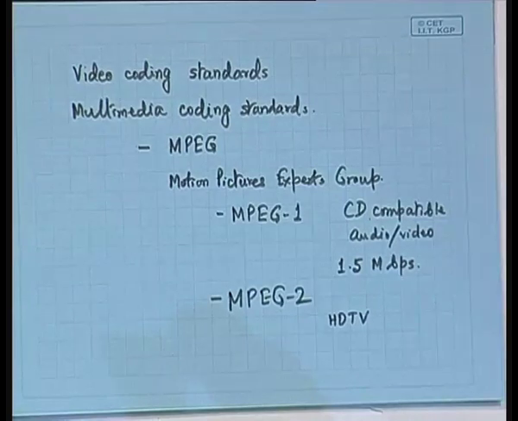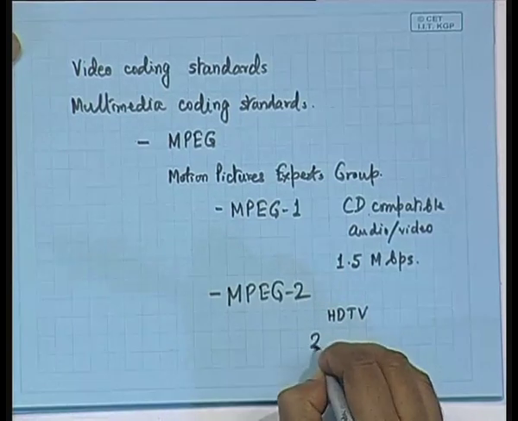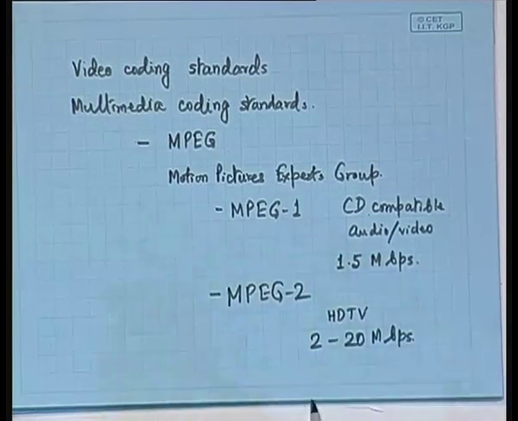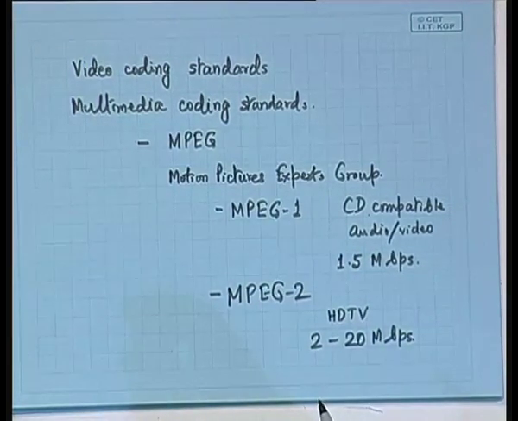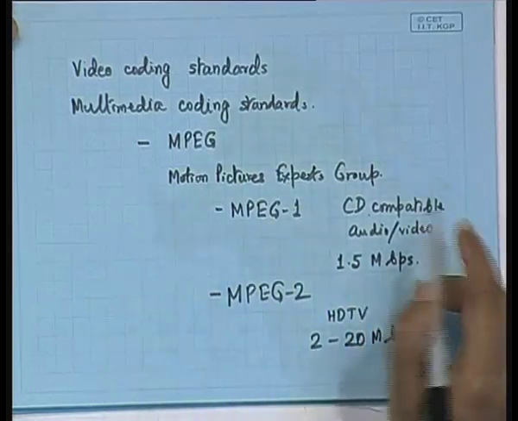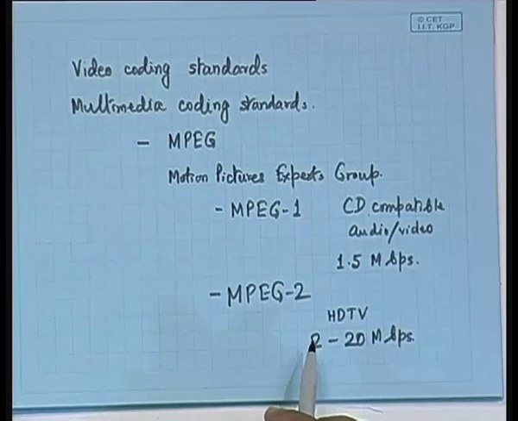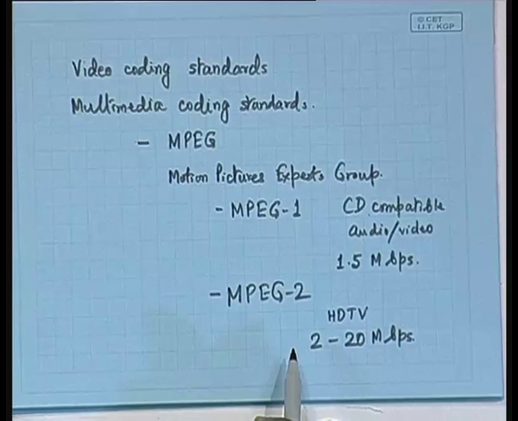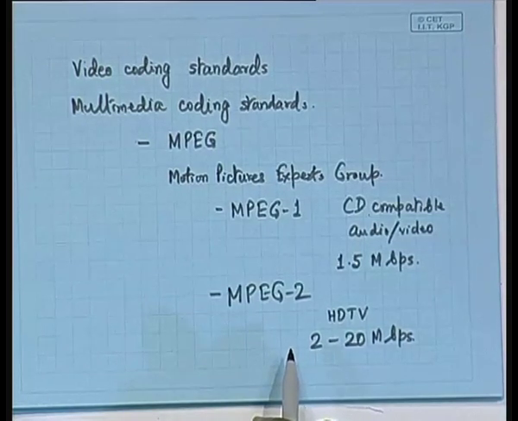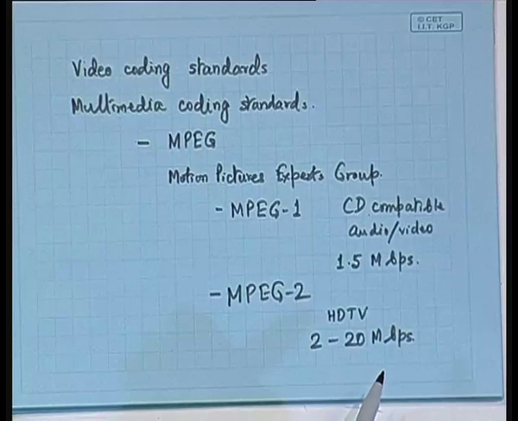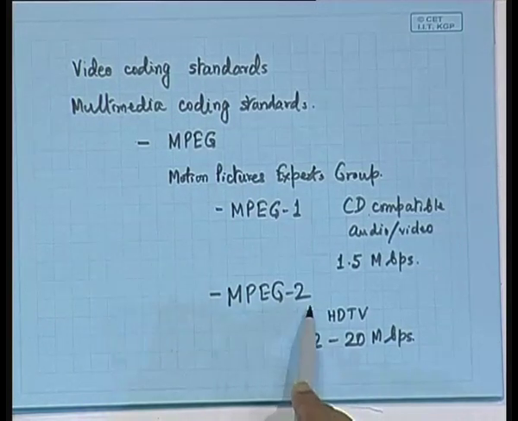Okay. So, HDTV requires a much wider bandwidth. That is why its bandwidth is specified as the range of 2 to 20 megabits per second. And not only that, MPEG 1 was mostly a standard for storage, whereas MPEG 2, since it addressed high definition television, addressed the communication aspect also. So, this also contained the communication standards for multimedia.